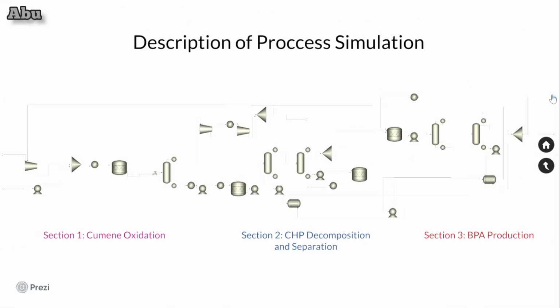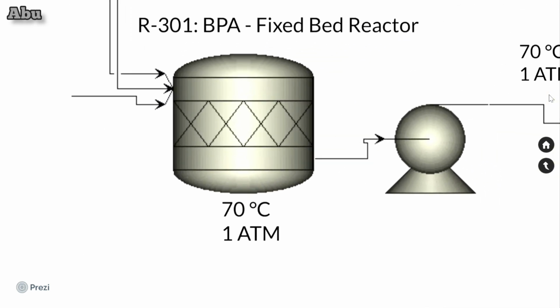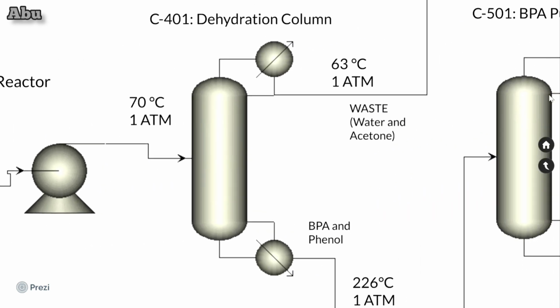Now moving on to section 3, BPA production. Acetone and phenol are fed into the fixed bed reactor to produce BPA. In the dehydration column, the waste acetone and water are removed from the process as the distillate. The bottom phenol and BPA are fed into the first heat exchanger.